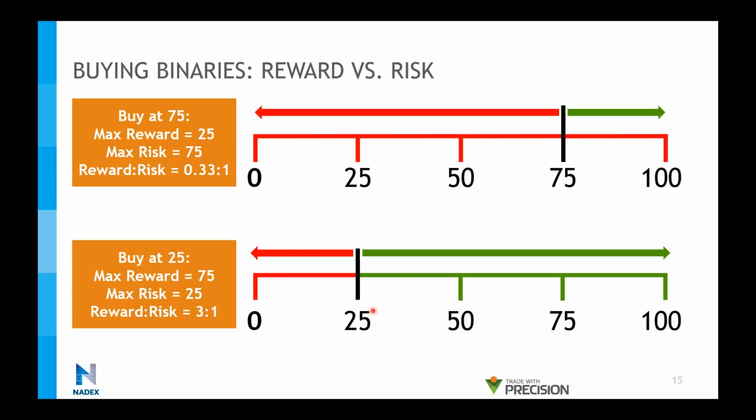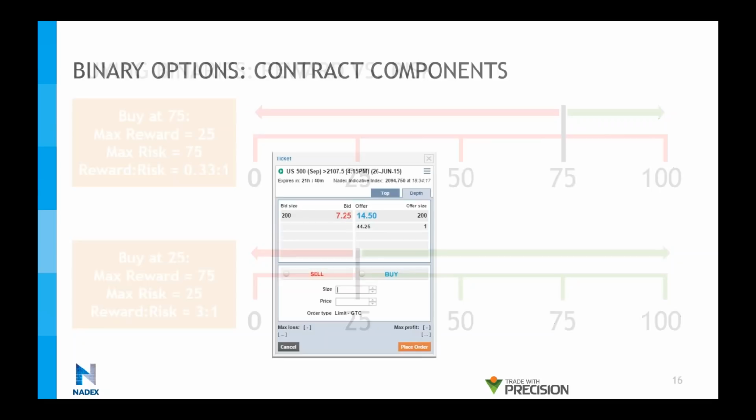If my strategy gives me an idea that I could expect some kind of move to the upside here, why not? 25. What is the maximum I can lose? Just the 25 I paid for it. What's the maximum I can make? The 75 difference to 100. Maximum reward 75 divided by the maximum risk gives me a reward to risk ratio of 3 to 1, which is much better, much more attractive than the one we saw in the upper example.